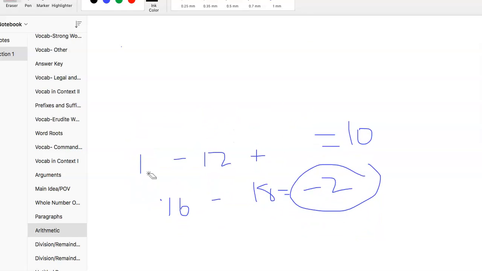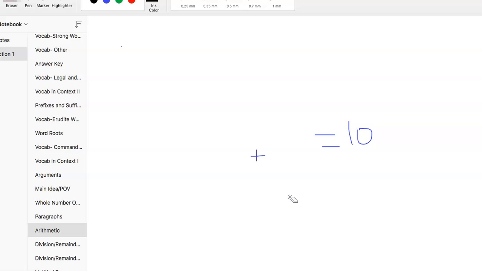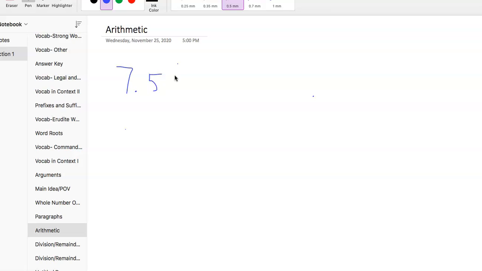Okay, so let me get down to erasing all this fun stuff. And next we'll do decimal division, so people can get tripped up on this too. And I'll show you a nice easy trick for decimal division. Okay, so you see something like this. 7.5 divided by 0.015.